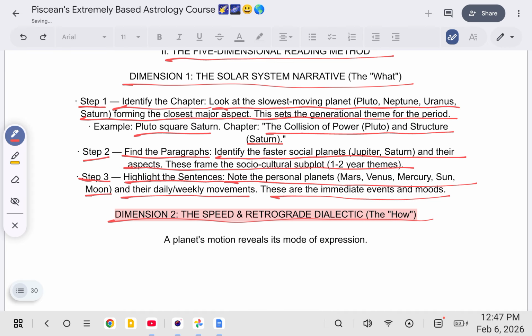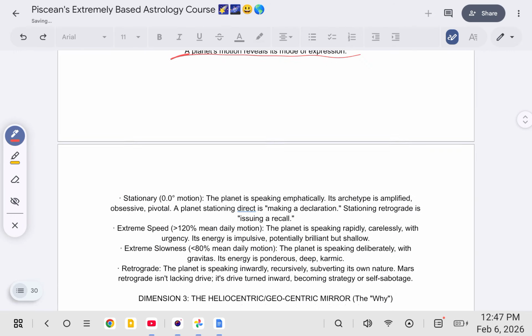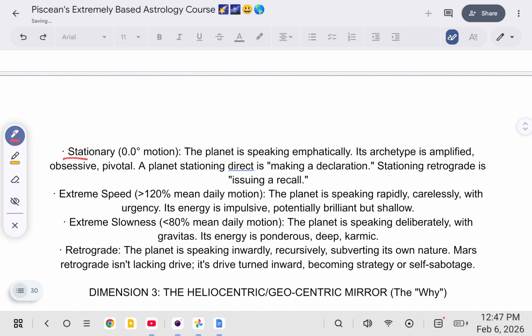Second dimension is the speed and retrograde dialectic, the how. So a planet's motion reveals its mode of expression. Whether it's stationary at 0.0 degrees motion, extreme speed with it being greater than 120% mean daily motion, extreme slowness, 80% greater than mean daily motion, or retrograde.